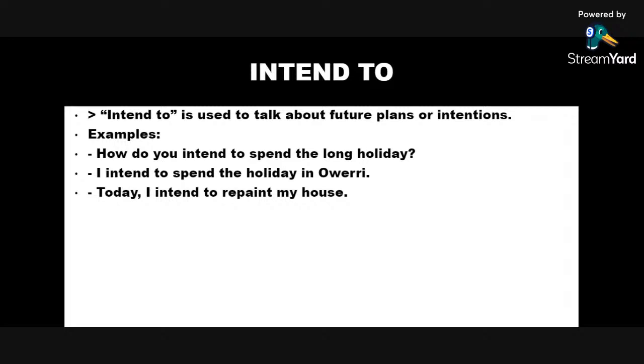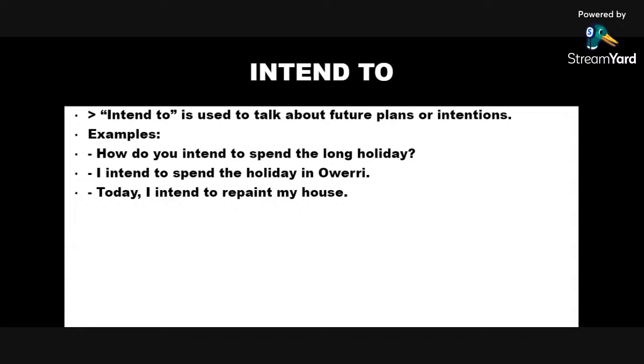Now, intend to is also another way of talking about a similar thing. You can use intend to talk about future plans or intentions, just as you can use plan to. For example, how do you intend to spend the long holiday? That is, what are your intentions for this holiday? What are you going to do?